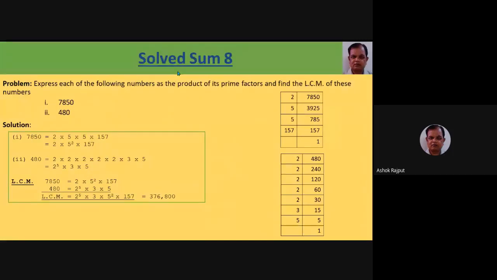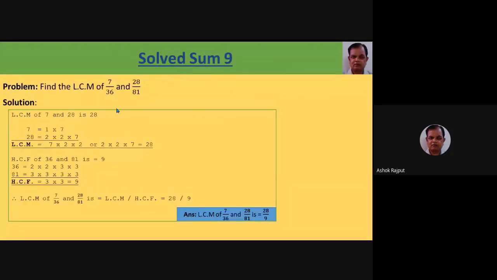See here, next, again, find the LCM of 7 by 36 and 28 by 81. Then first we find the LCM of 7 and 28 and the HCF of 36 and 81. LCM of 7 and 28 is 28. 7 equal to 1 into 7. 28 equal to 2 into 2 into 7. LCM of 7 and 28 equal to 2 into 2 into 7, it is 28.